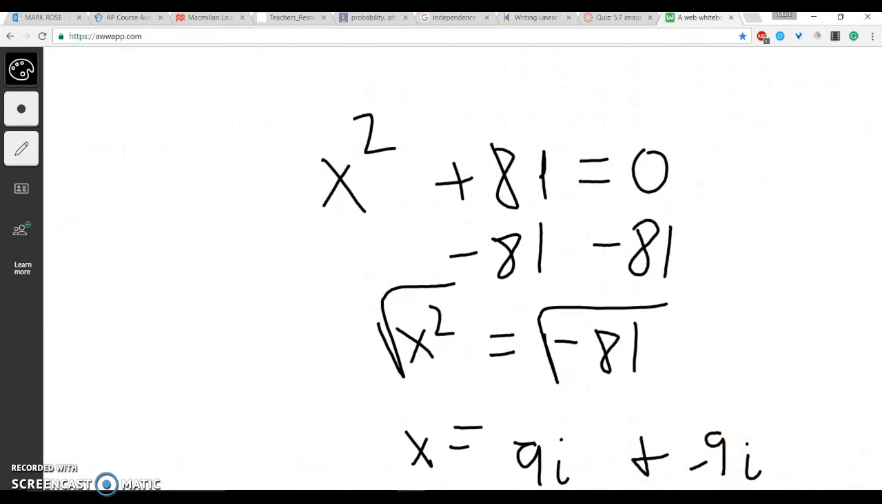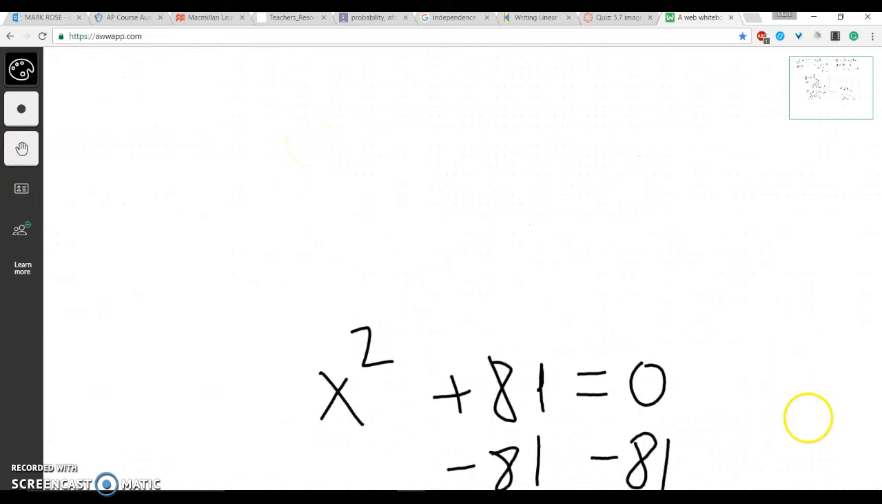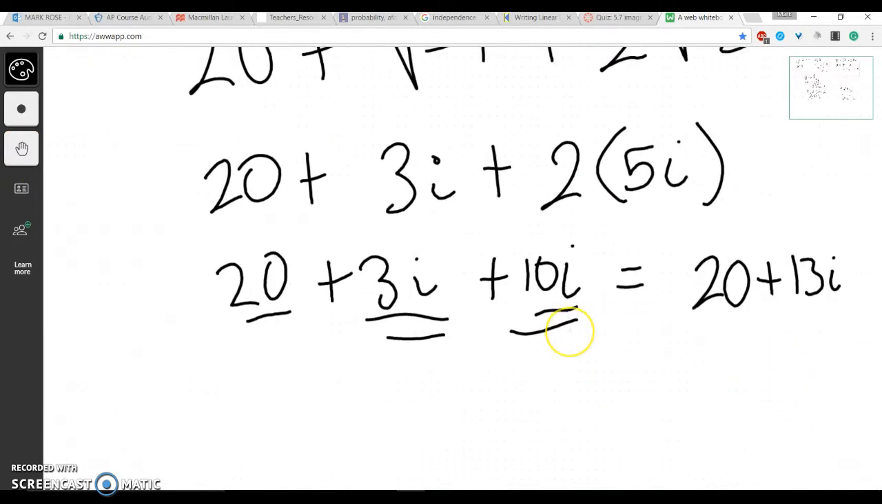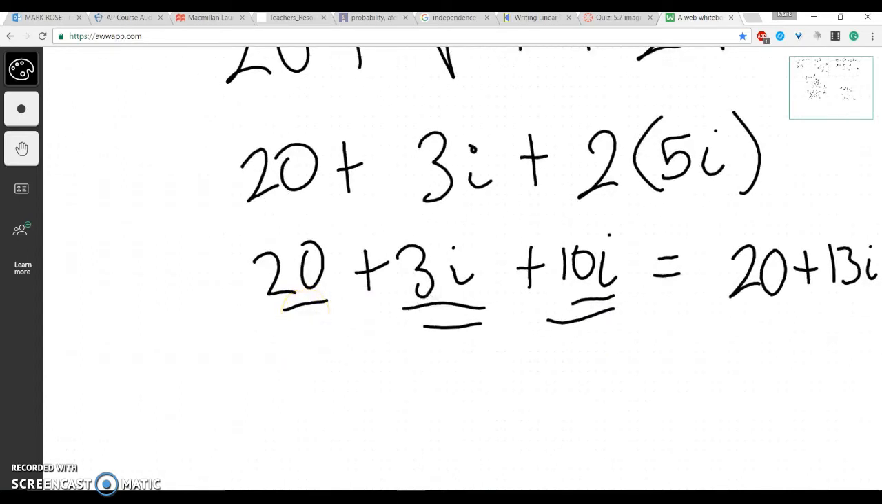So try some of these problems today. Make sure, again, the biggest thing is treat i as a variable. If you treat i as a variable, everything goes pretty well. So we can combine like terms, but we can't combine this 20 and this 3i. Okay? So let me know if you have any questions.